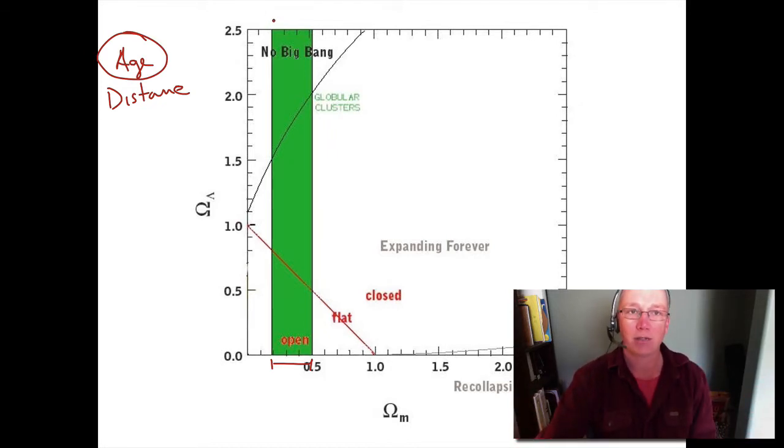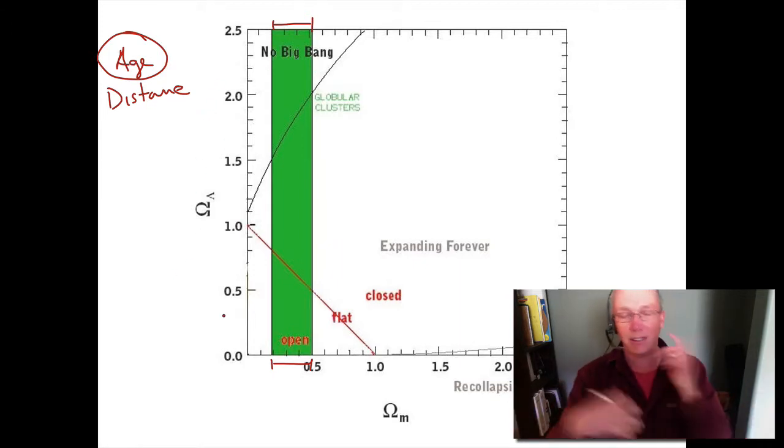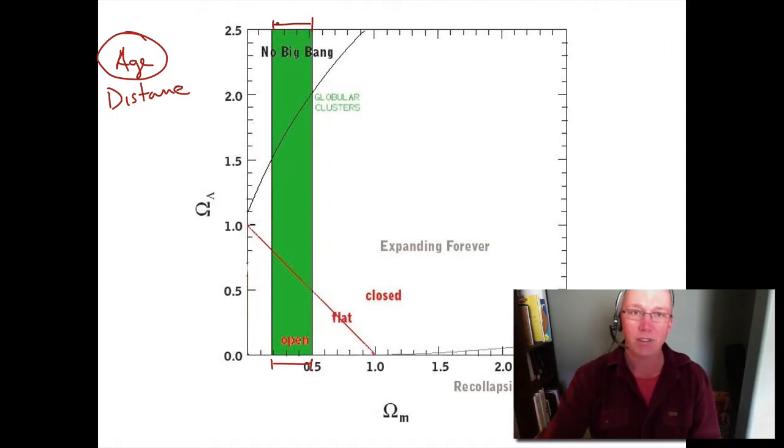If you look at the globular clusters, it gives us a range of dark matter between, say, 0.2 and 0.5. It doesn't give us any limit on dark energy, because dark energy could be expanding the universe at a lesser rate or a greater rate. So we get this region where we know the possibility of dark matter from globular clusters, from 0.2 to 0.5. That's 50% compared to the critical universe, or 20% compared to the critical mass of the universe. But again, that's no constraint on dark energy.